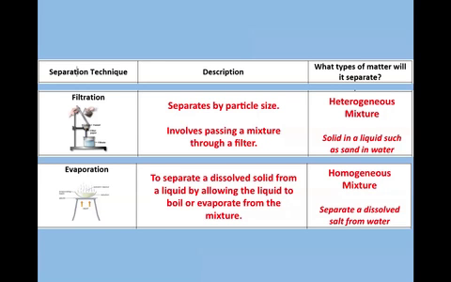Another technique would be using evaporation or boiling off a liquid. So this would be used to separate a dissolved solid from a liquid by allowing the liquid to boil or evaporate from the mixture. So this would work great for a type of homogeneous mixture. So the salt mixed in with the water, if I bring the water up to its boiling point, the water will boil out of the initial mixture. Once all the water has been removed, you're left with the salt that hasn't evaporated or boiled. So that's one way to separate a homogeneous mixture, is using evaporating or boiling.